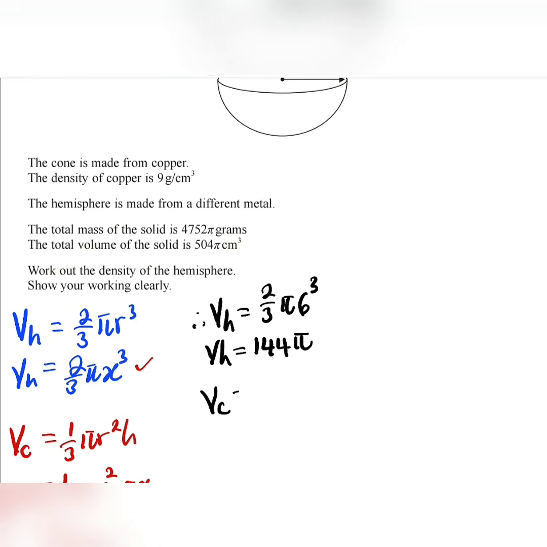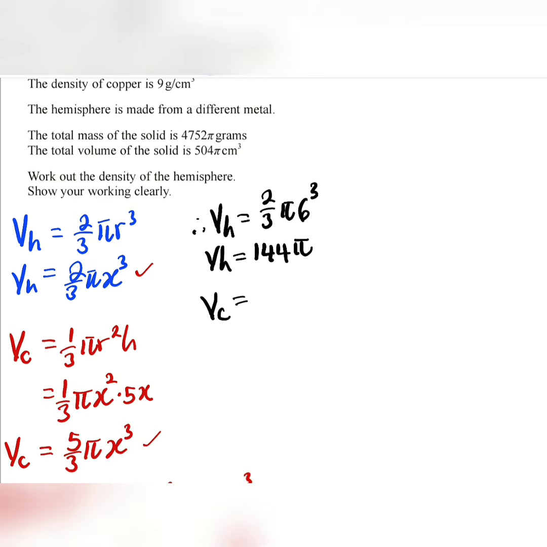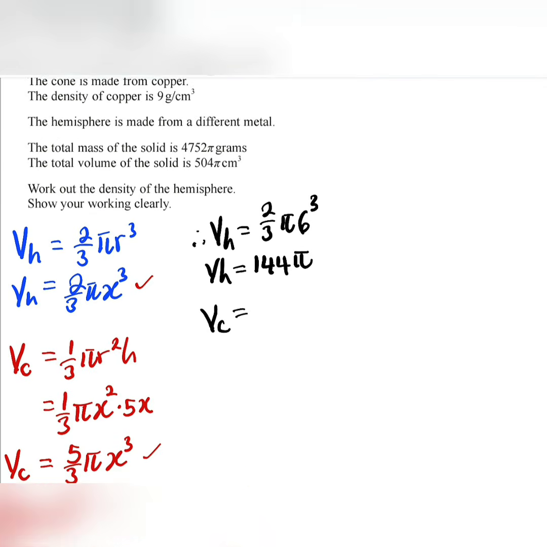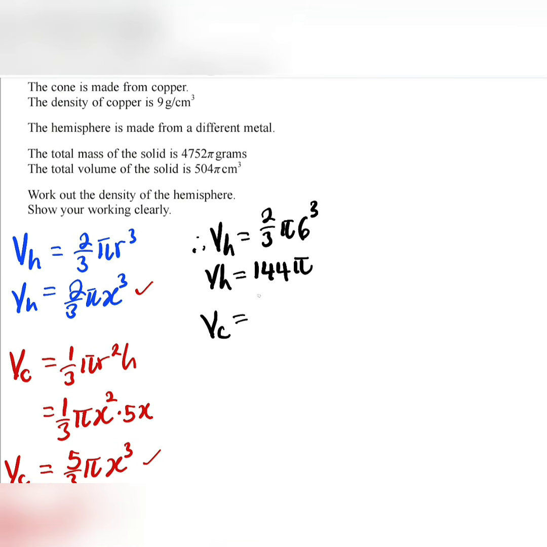Now let us calculate the volume of the cone. The expression we have is 5 over 3 pi x cubed. 5 over 3 pi, x is 6 cubed. Let me do the same thing. 6 times 6 times 6, this is 6 cubed. Multiply by 5, divide by 3, and this is 360 pi. This is the volume of the cone.